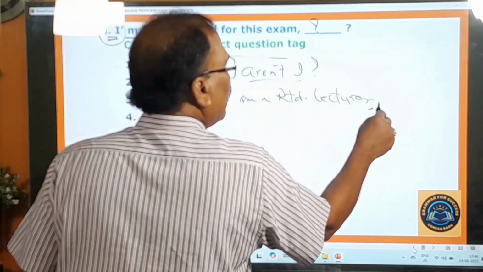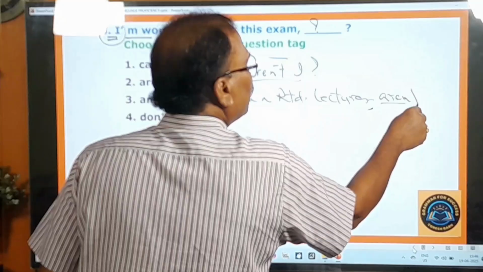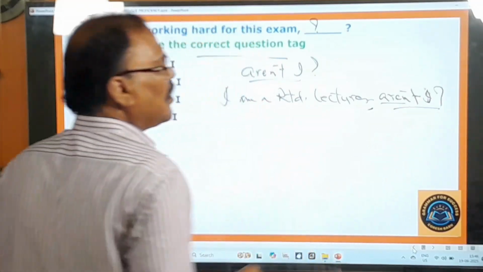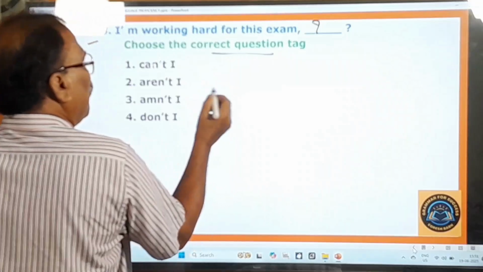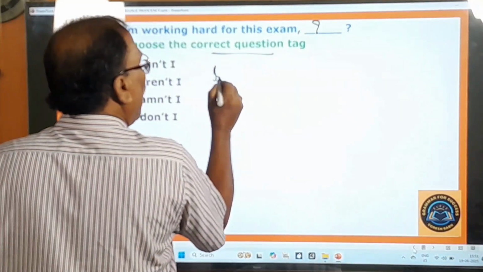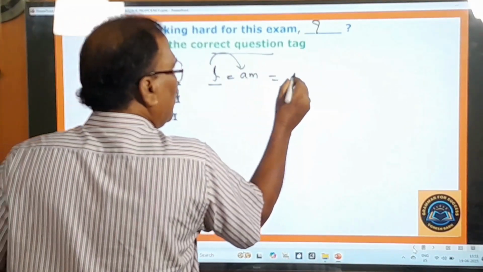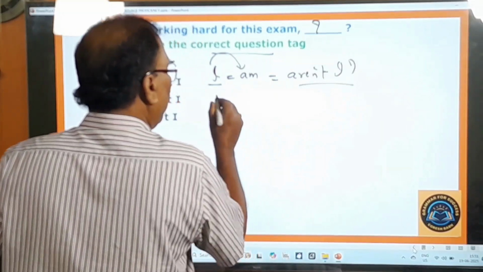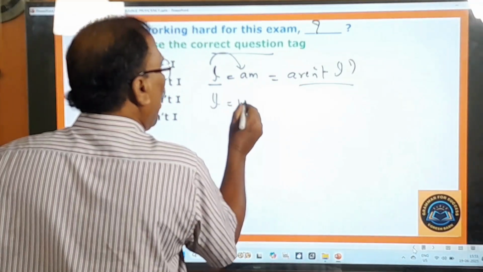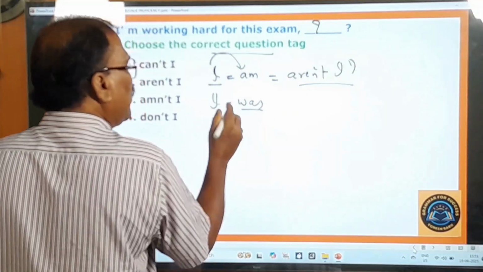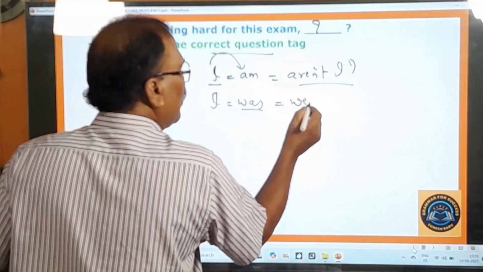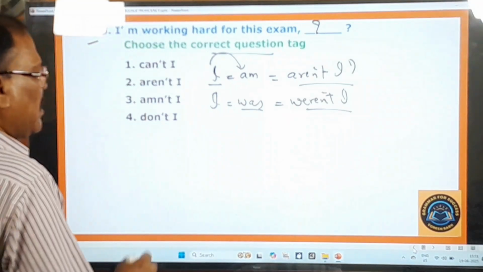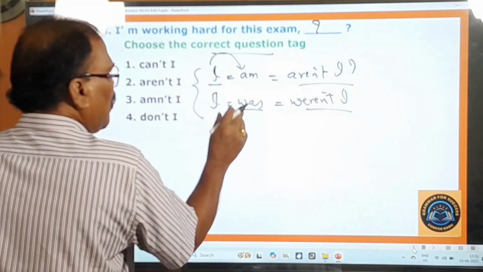What should be the question tag here? Aren't I? Aren't I? Here one rule is there. Whenever this first person singular I is used with am, then the question tag must always be aren't I. Whenever it is used with was, because in the past tense I is used with was, then you have to say weren't I. Like that. Please keep these two rules in your mind.